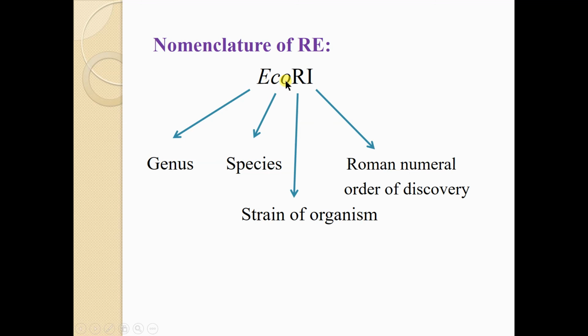Then the second word is also in italic form, but in small letters. That shows the species of the specific genus. So in E. coli, coli is a species of the Escherichia bacterium. Then R is the strain of the organism, which strain of the organism it is. Then the last, the Roman numeral, is the order of discovery. This is how the nomenclature of the different restriction endonuclease enzymes is given.